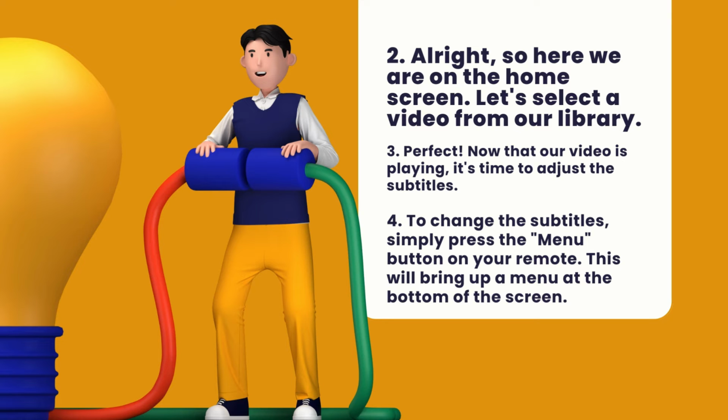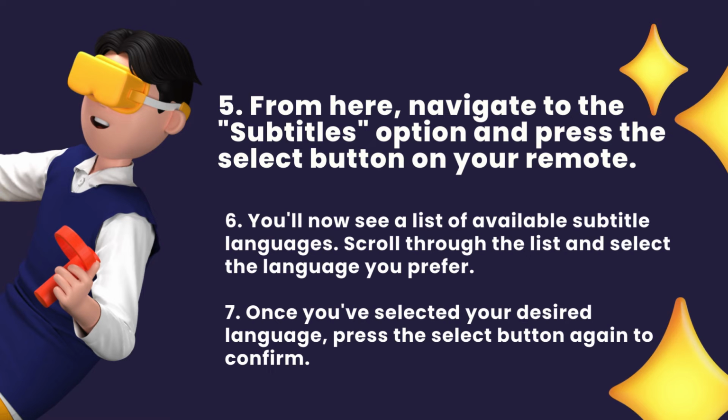4. To change the subtitles, simply press the menu button on your remote. This will bring up a menu at the bottom of the screen. 5. From here, navigate to the subtitles option and press the select button on your remote.